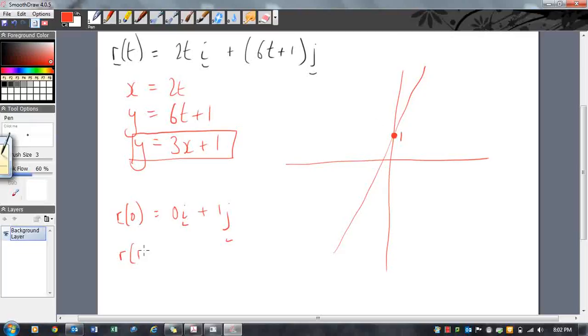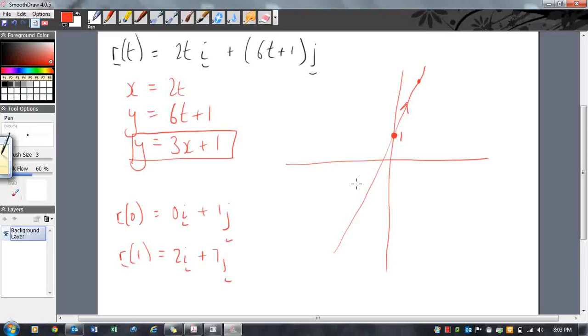All right, which direction does it go? Let's have a look. R of 1. At time equal to 1, we get 2i plus 7j. So when time is equal to 1, it's up in this direction. In other words, the particle is moving from here upwards like that.